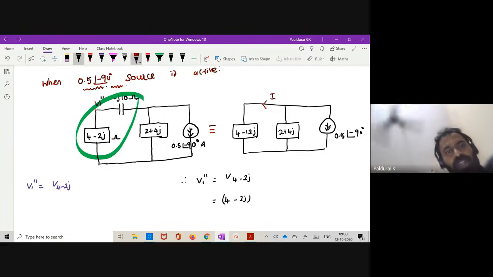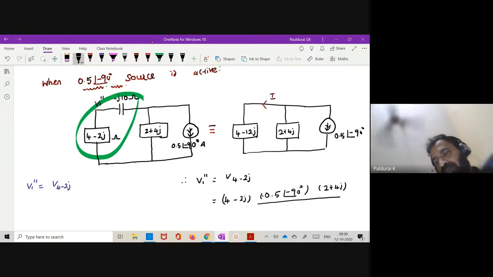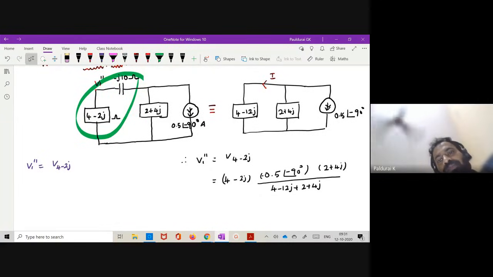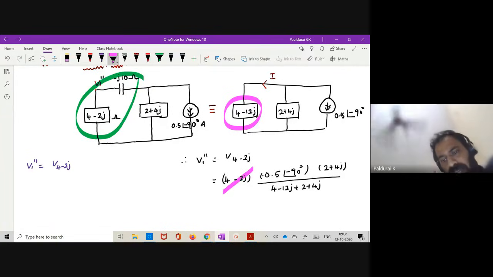Since the current is flowing in opposite direction, the applied current this time is minus 0.5 at an angle of minus 90 degree into opposite resistance 2 plus 4j divided by total resistance, it becomes 4 minus 12j plus 2 plus 4j. Okay, any doubt in this formula? V equal to I times R, but here R is, okay, don't put 4 minus 12j, please keep it in mind. Don't put this 4 minus 12j here, okay.